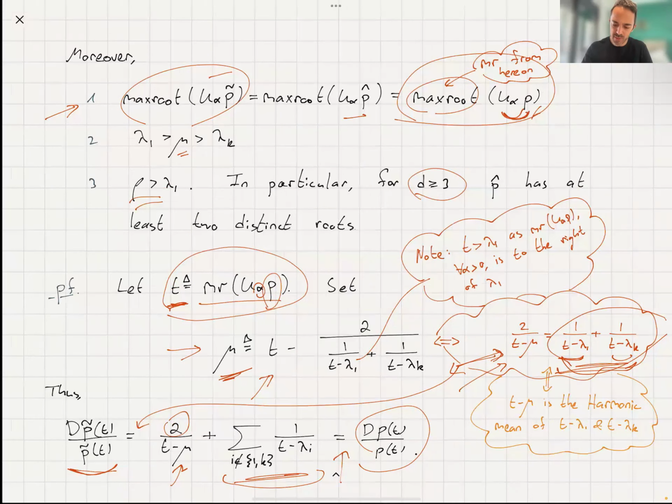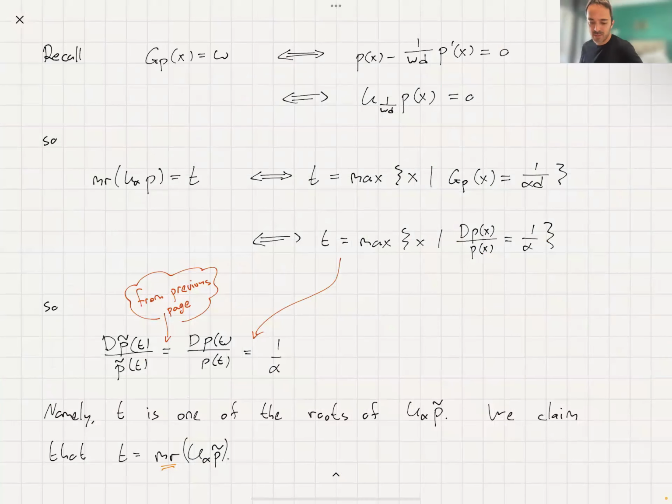But let's do it slowly. And this is the slowly part. So just as a reminder, saying that the Cauchy transform of P at X is W is the same thing as that. That was just a little bit of moving things around, which is the same thing as saying, by definition of the operator U.